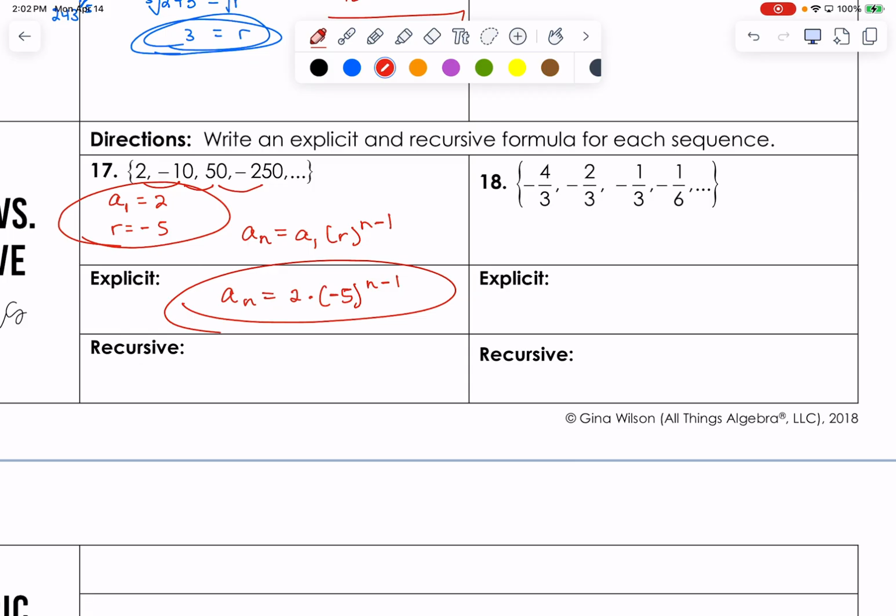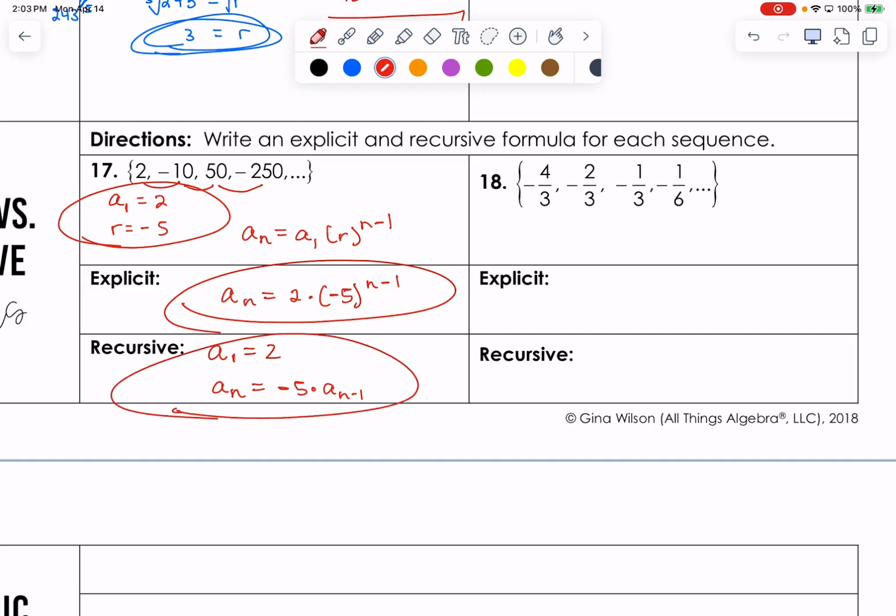Now, recursive for geometric is when it's repeated multiplication. First of all, write down your start. Recursion, you always have to have a start. And then you've got to be able to take a term and rewrite it in terms of its previous. In other words, you need to use the previous to calculate the next one. So a sub n is equal to a sub n minus 1 times negative 5, it's negative 5 times the previous. That's it. That's all you do.